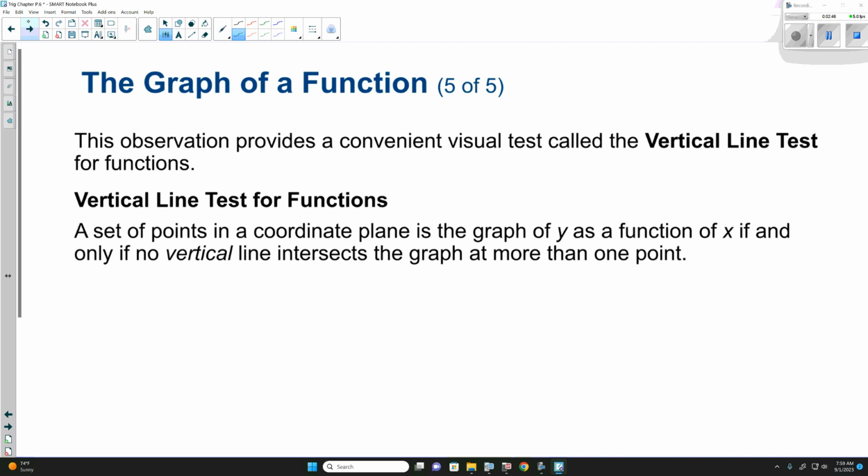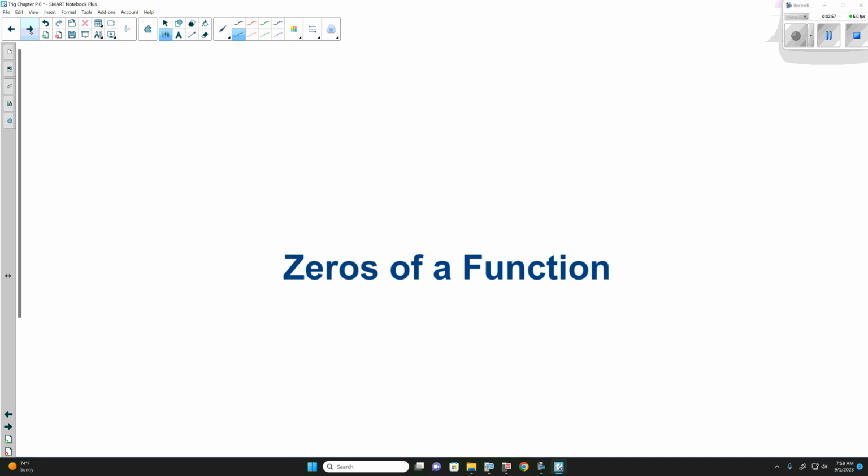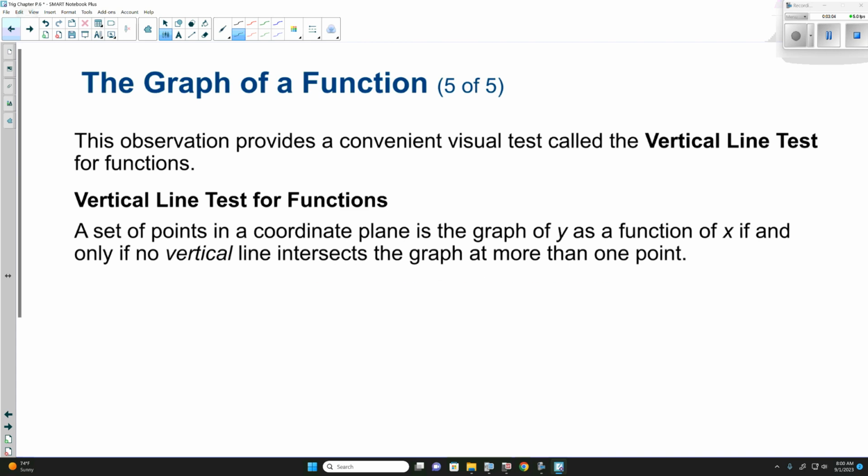Now this one here, the vertical line test for a function. This is something we've done before. You've done it in middle school. If you can draw a vertical line and it crosses the graph at more than one point, it is not a function. And that's it. I don't think we have to say much about the vertical line test because we've done it before. We don't need to see it again.